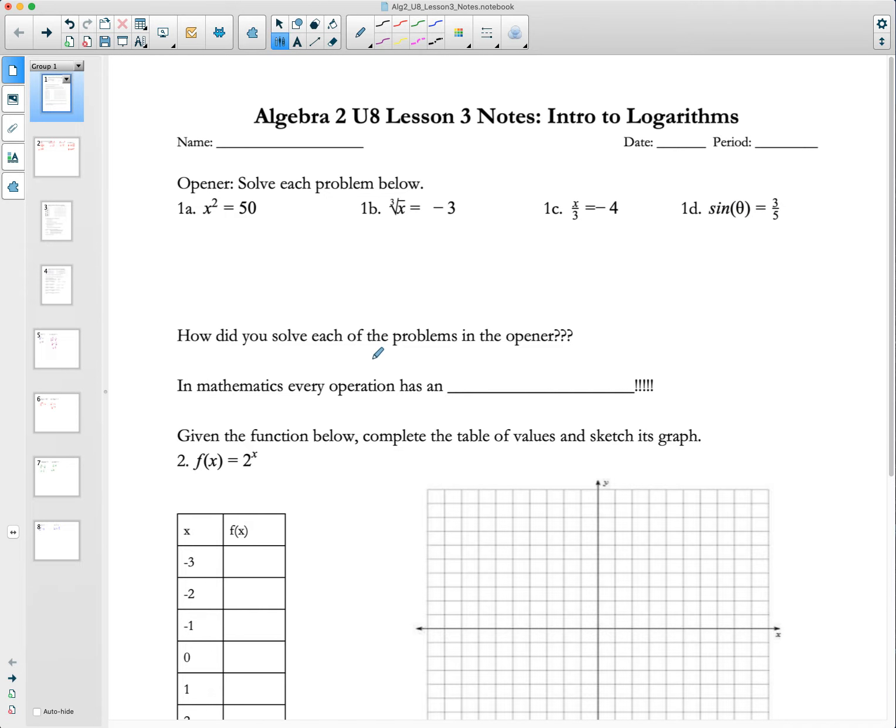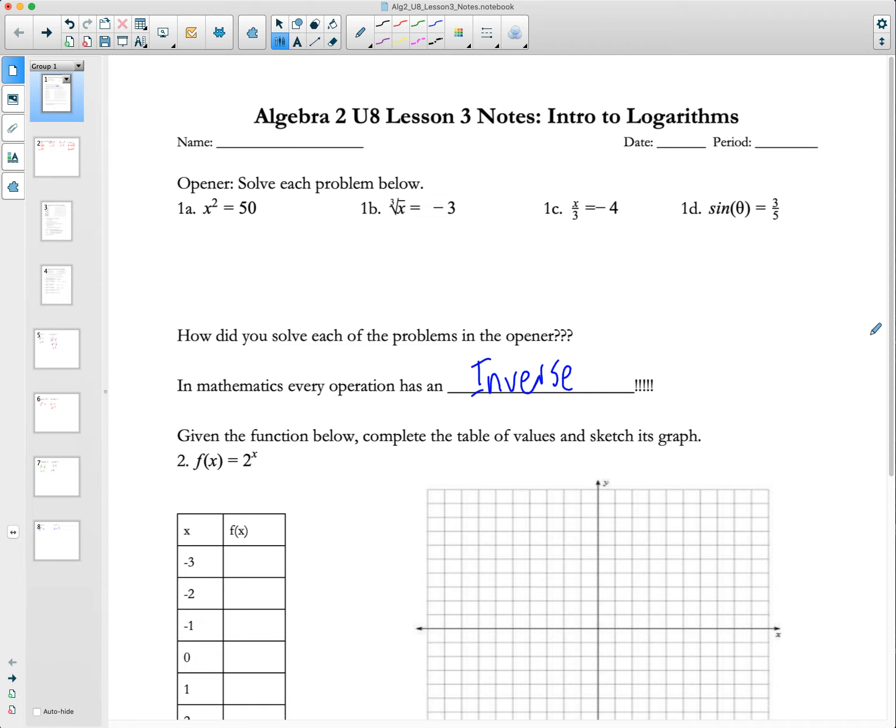So the whole idea, right, is this idea of inverses. So in mathematics, every operation has an inverse, right? And that's really a big idea. There's a way to undo everything mathematically. And so that's where the idea of a logarithm comes in, because if we have an exponential, it has to have an inverse or an opposite as well. And that is what a logarithm is. A logarithm is the inverse to an exponential.